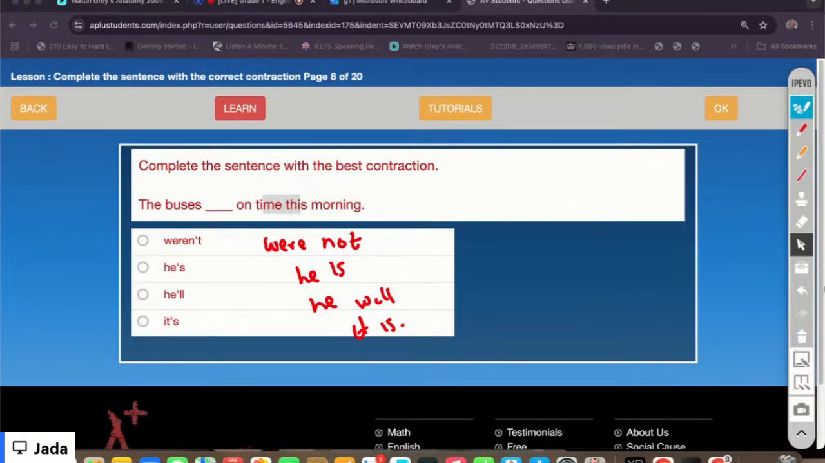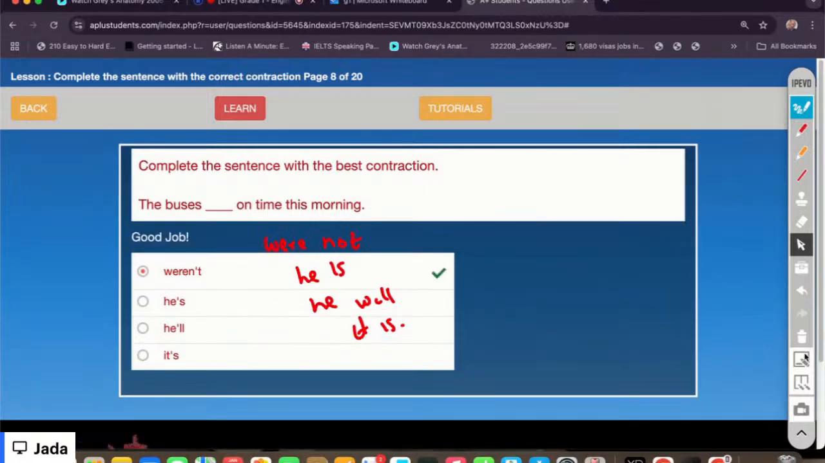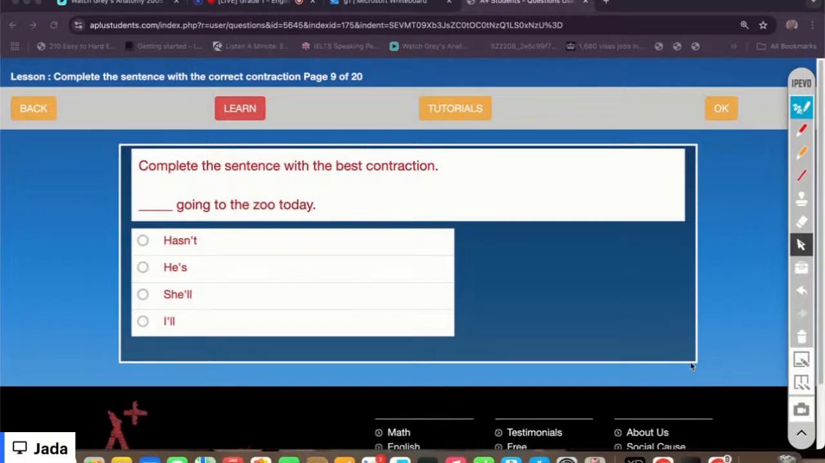Okay, so the buses were not. So we're not on time today or this morning. Okay. So dash going to the zoo today. So has not, he is, she will, I will. So, which one?